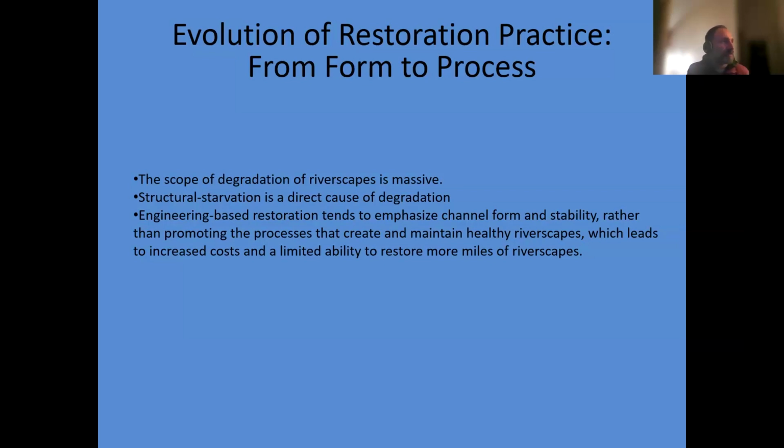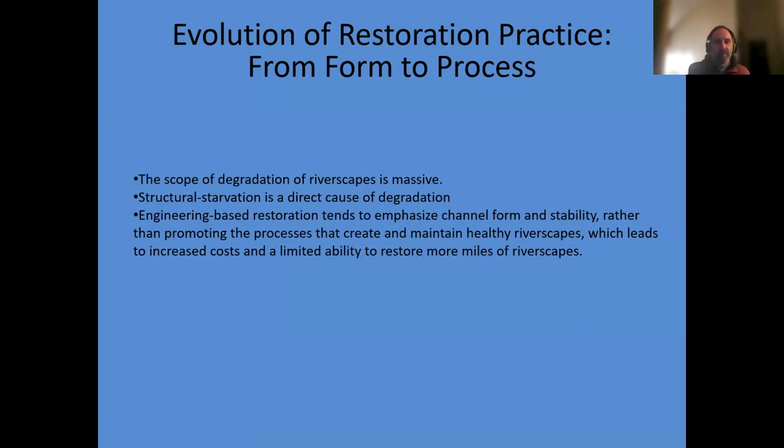Another fact, structural starvation, or the removal of wood, is a direct cause of a majority of the degradation that we see. And then the third is that engineering-based restoration tends to emphasize channel form and stability, as I mentioned, rather than promoting processes that create and maintain healthy riverscapes. And that leads to an increase in cost and limited ability to restore more miles of riverscape.